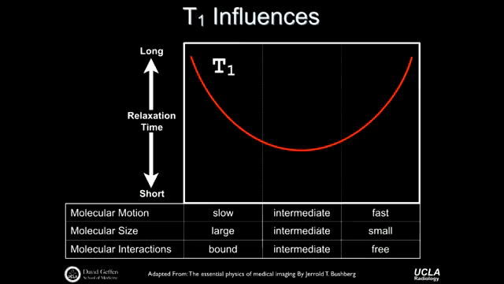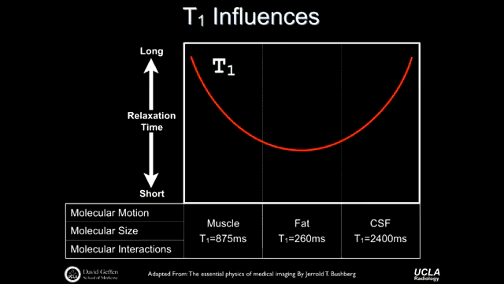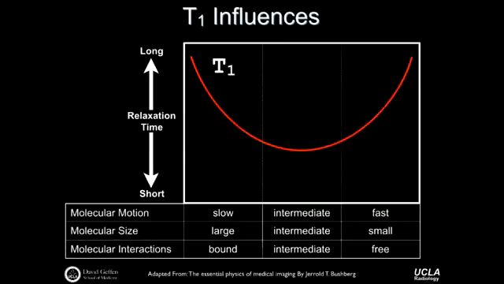Now, intuitively, these adjectives, these terms may not mean a whole lot, but if we substitute in particular tissues, it probably makes a little bit more sense. So think of this right-hand side as being cerebrospinal fluid, right? So cerebrospinal fluid has fast molecular motion. It's really just a fluidic thing after all. It's small in molecular size because it's mostly just ionic water with some small proteins in it. And its molecular interactions are relatively free. The CSF can move around quite easily.